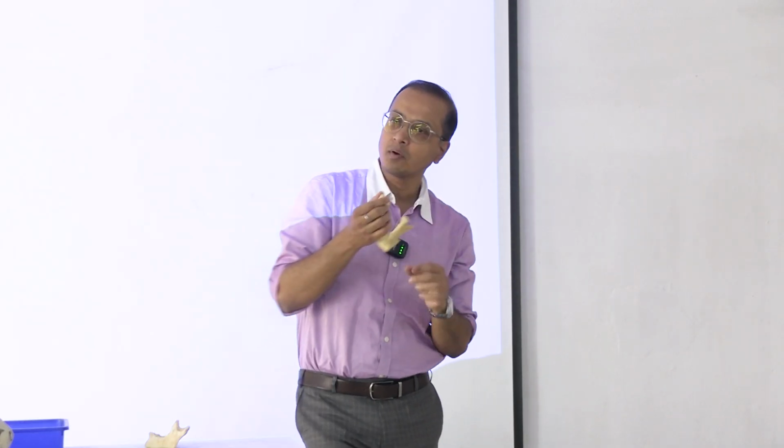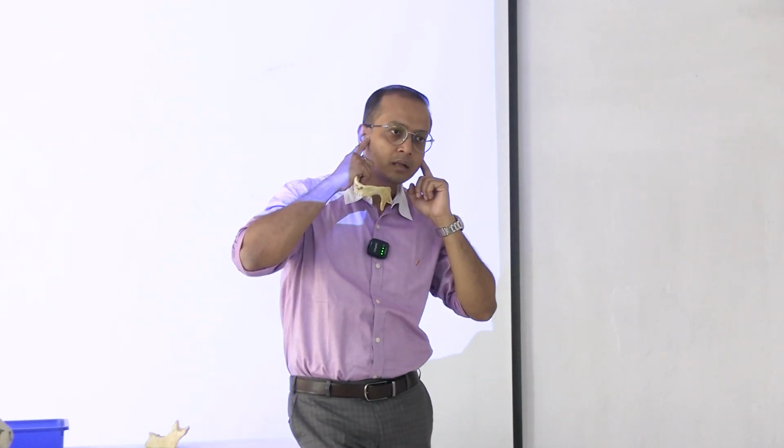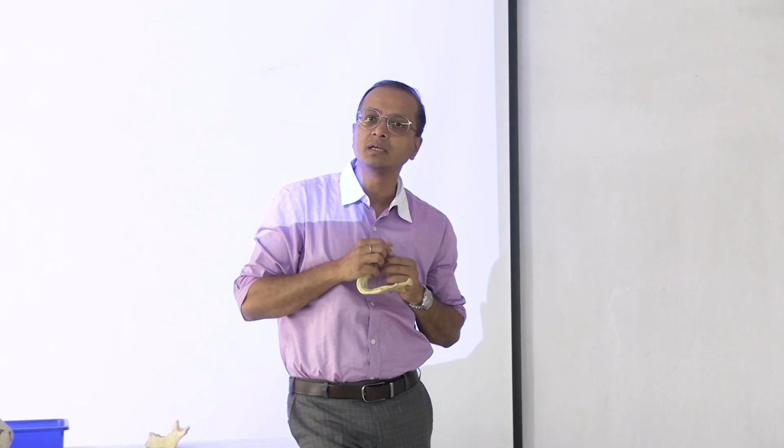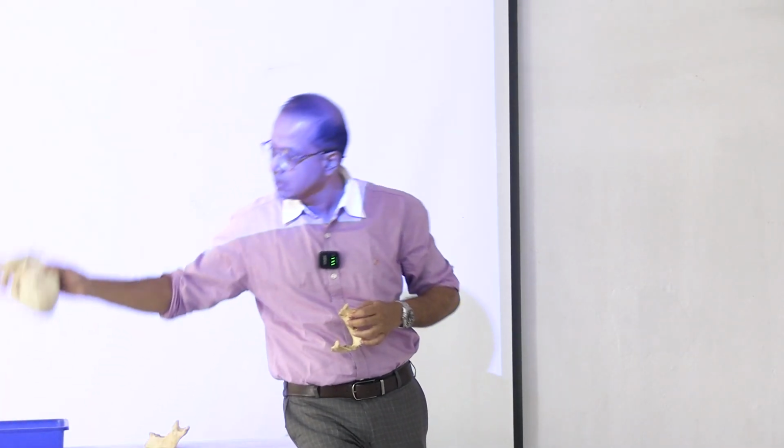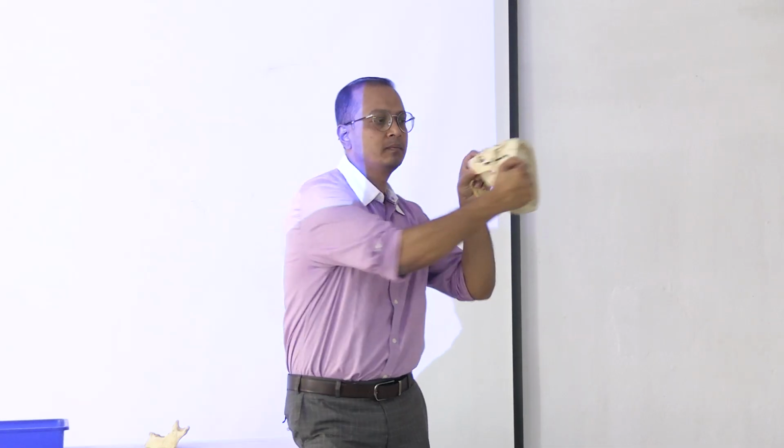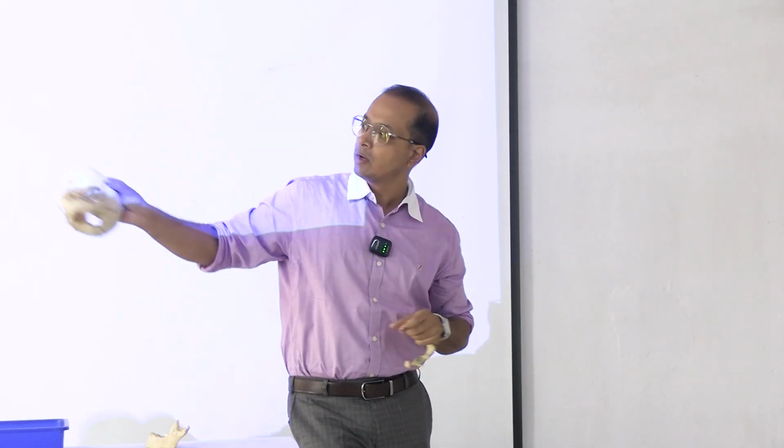So this condylar process makes a joint, this jaw joint we call the TMJ, the temporomandibular joint, which joins with the temporal bone. This is the joint we are referring to here.